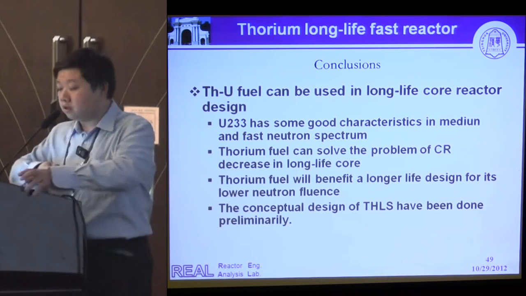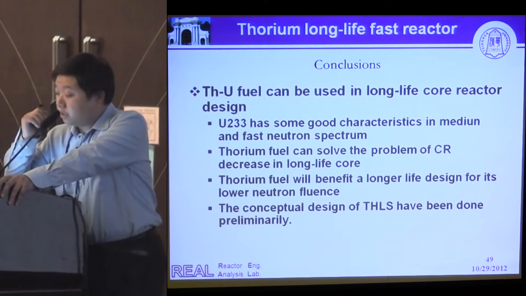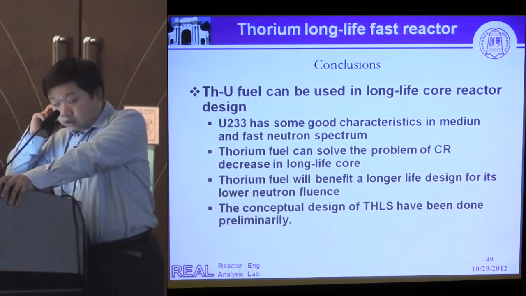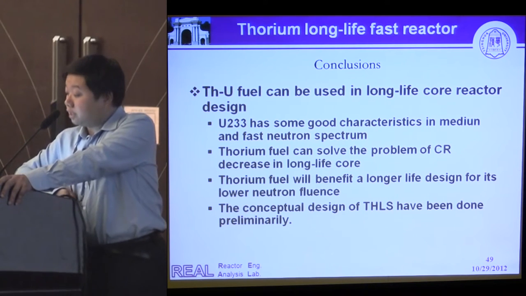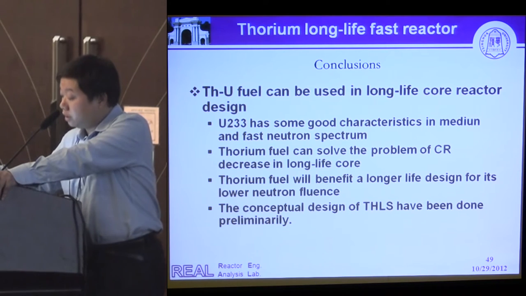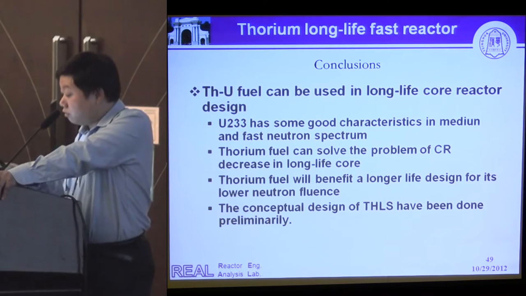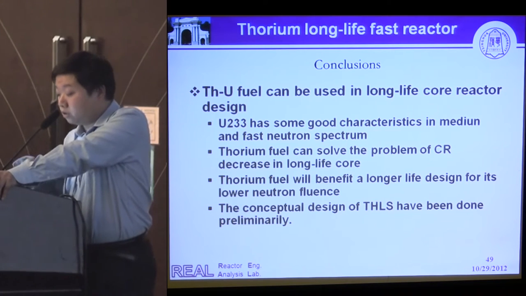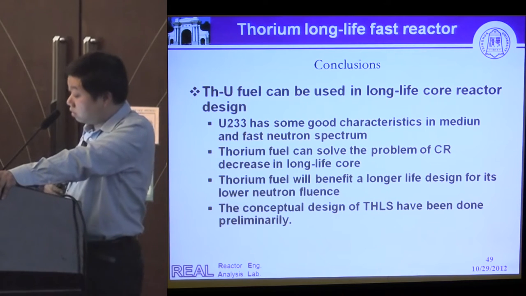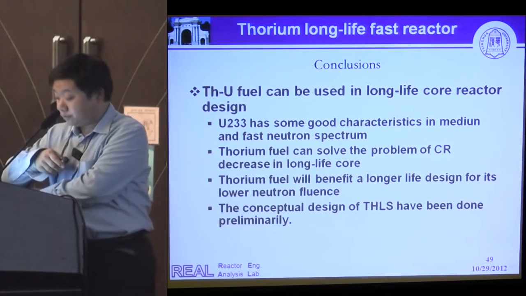Okay, to conclude: the thorium fuel can be used in long life core reactor design, and uranium-233 has some good characteristics in the medium and fast neutron spectrum, and the thorium fuel can solve the problem of conversion ratio decrease in long life cores. The thorium fuel will benefit the longer life design for its lower neutron fluence.